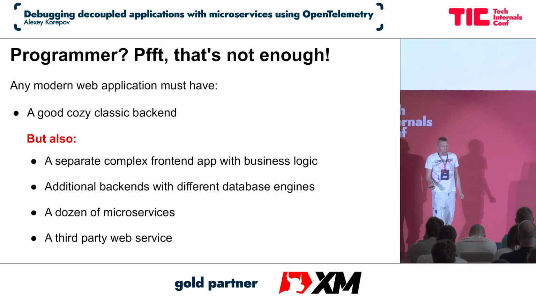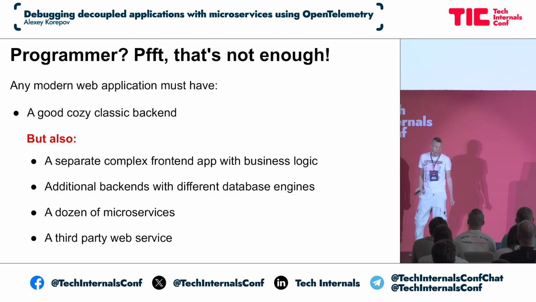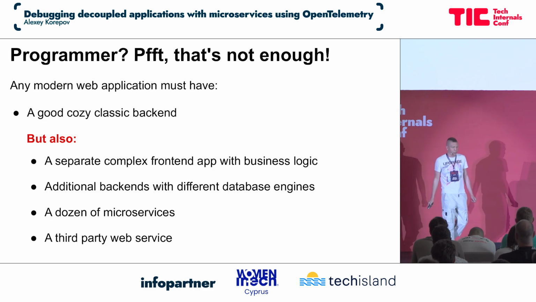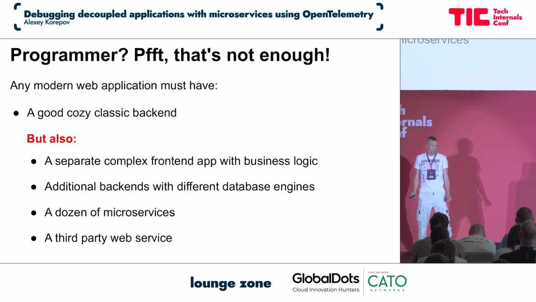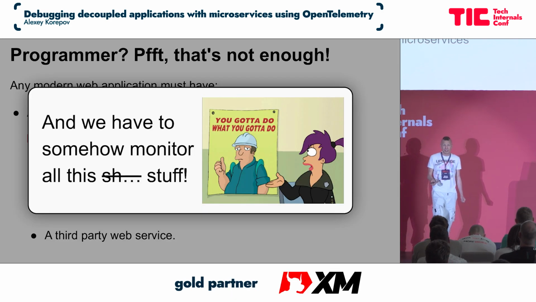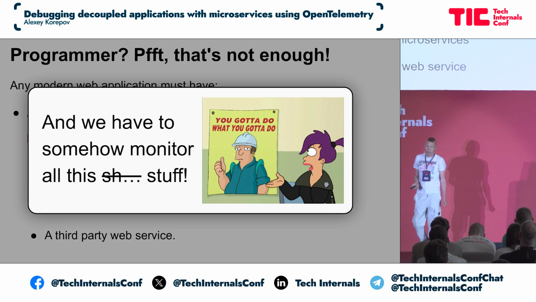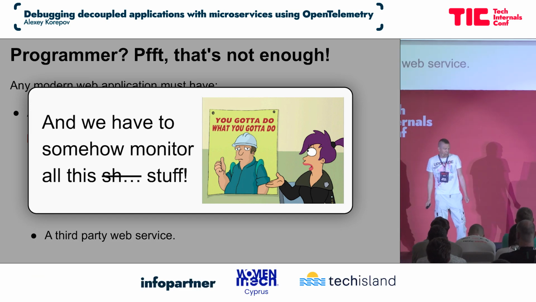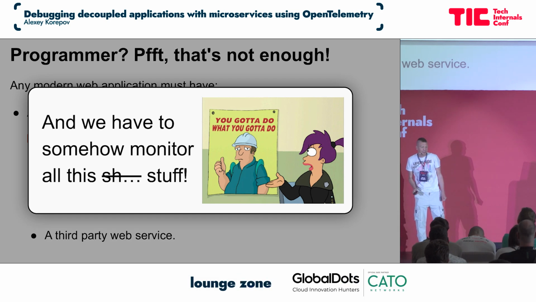So now, any modern web application must have a good classic backend, but together with this, we also have a separate, very complex front-end application with a crucial part of business logic. And an additional backend, or even two, with different database engines. A dozen microservices, of course in different languages too. And a third-party web service that's pretty slow, keeps crashing and produces some errors. And we have to somehow monitor all this stuff, right?